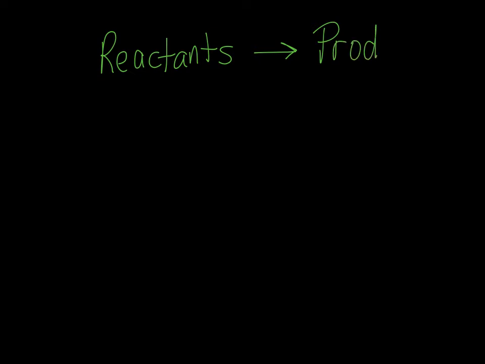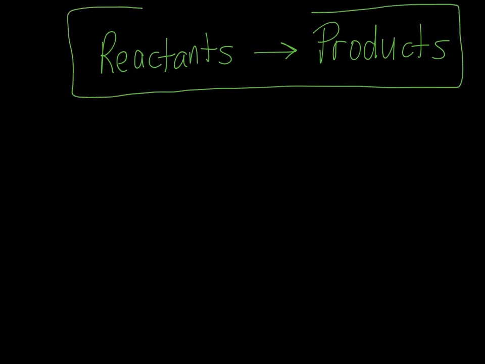Chemical reactions are written out or set up kind of like math equations. There's two sides. On the left, we have what we call the reactants. Then there's an arrow instead of an equal sign, and on the right, we have what we call the products. All chemical reactions are set up like this. Reactants on the left, then the arrow, products on the right. But what are those two things?